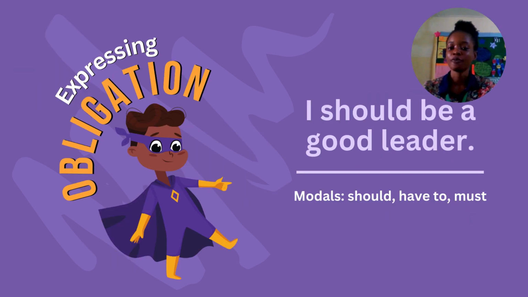Now, examples of modal verbs that we can use to express obligations are your should, have to, or must. These simply are used to talk about things that need to be done. I should be a good leader. I have to finish my homework. I must eat my vegetables. So these are the examples of words used to express obligation, and they are all modal verbs. We have your should, have to, and must.